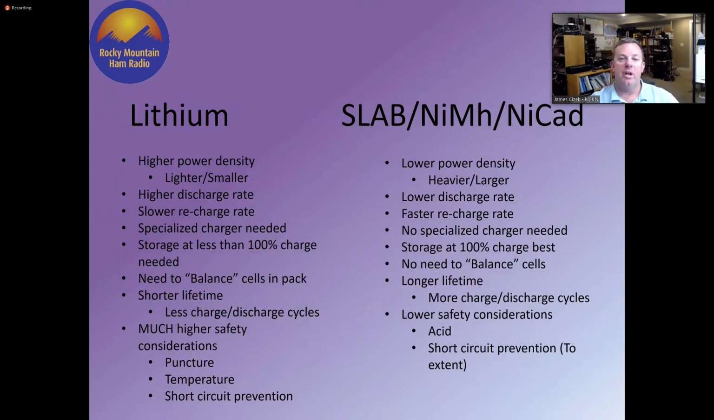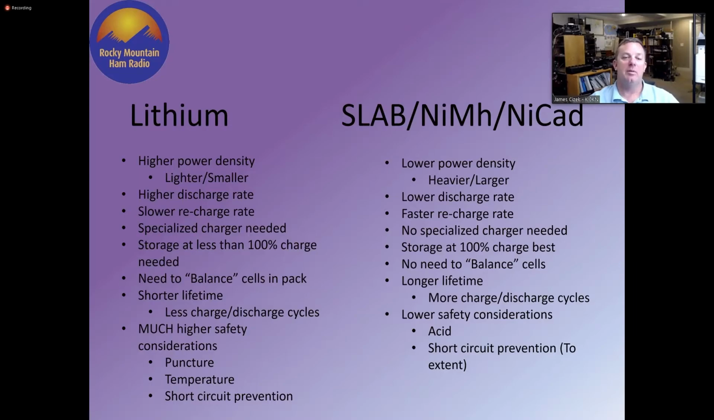Big chart of pros and minuses here, right? Lithium's got a higher power density, higher discharge rate. Typically, they have a slower recharge rate. That's one thing where lithium differs. It's almost hard to hurt a lead acid by putting too many amps into it to recharge it. It's possible, but it's far less.